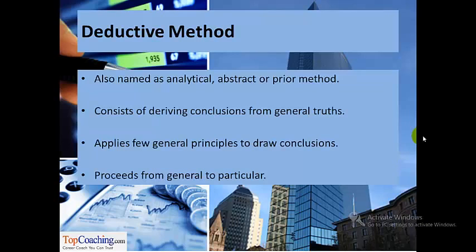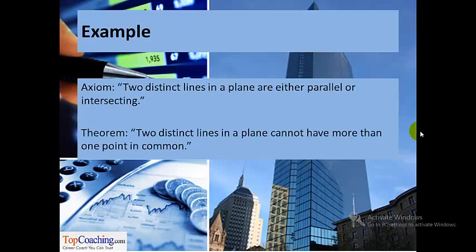Let us first discuss the deductive method of study. The deductive method is also known as analytical, abstract, or prior method. The deductive method consists in deriving conclusions from general truths. It takes a few general principles and applies them to draw conclusions. For instance, if we accept the general proposition that man is entirely motivated by self-interest and John is a man, therefore, the inference will be drawn that John is motivated by self-interest. In applying the deductive method of economic analysis, we proceed from general to particular.